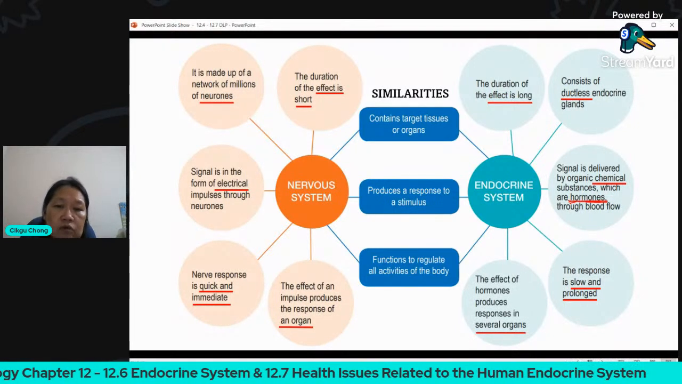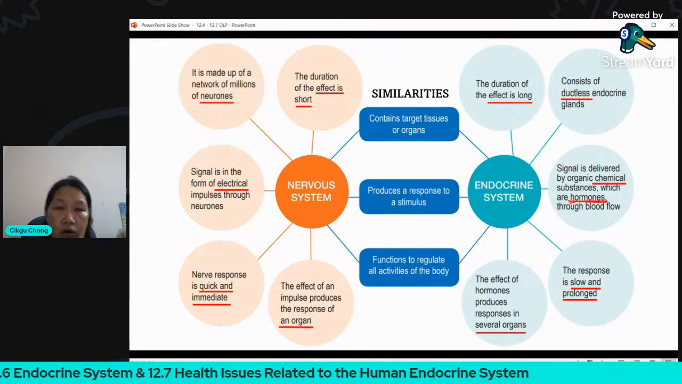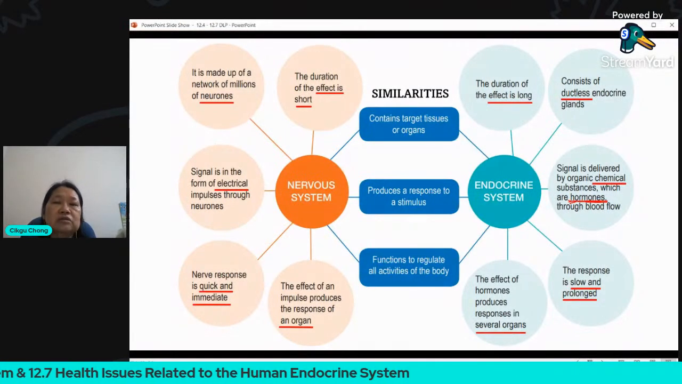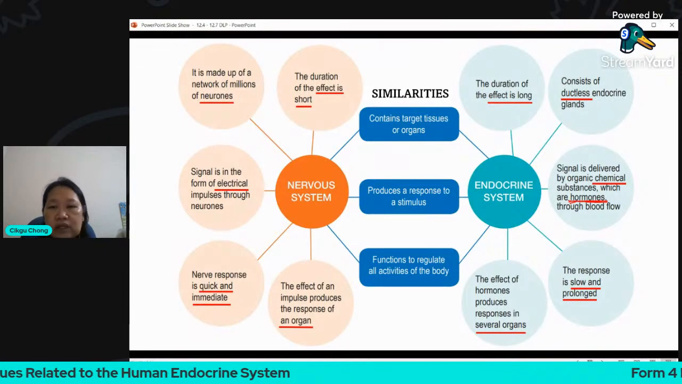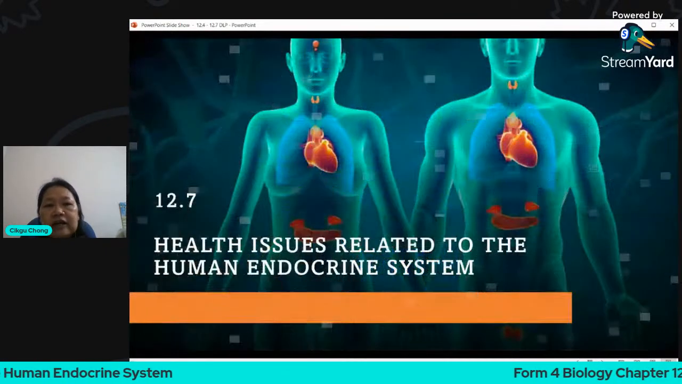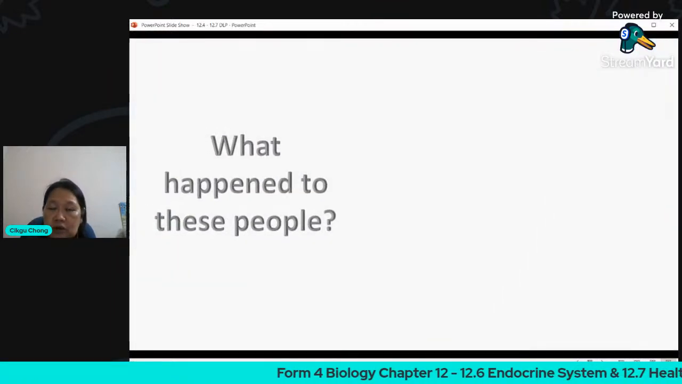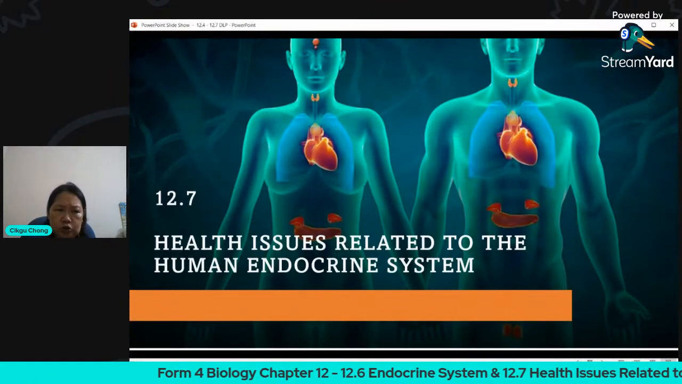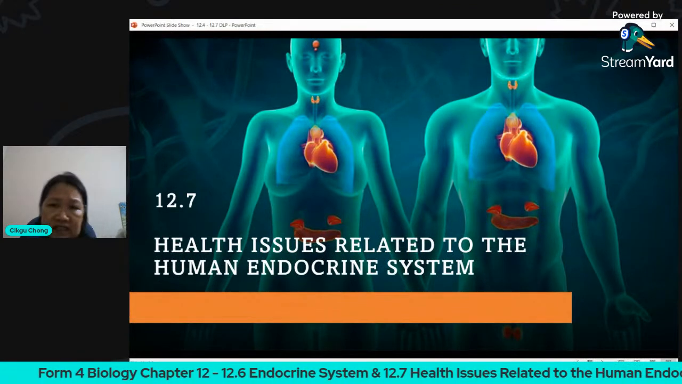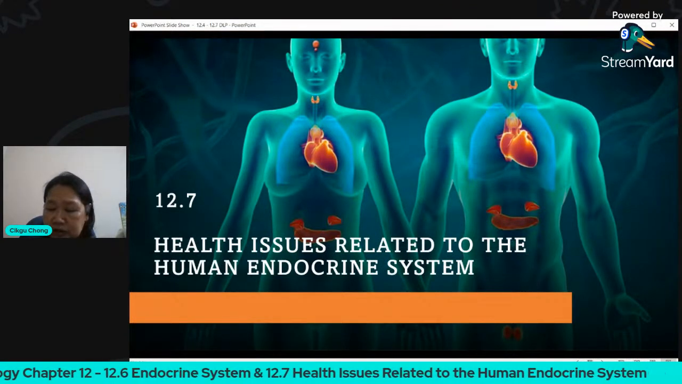The effect of the hormones may be that more than one organ will give you the response, not just one. It can be more than one. Okay, clear? Right. So lastly, I'll go to the issues. Issues that are related to the human endocrine system. What are the problems that are related to this?